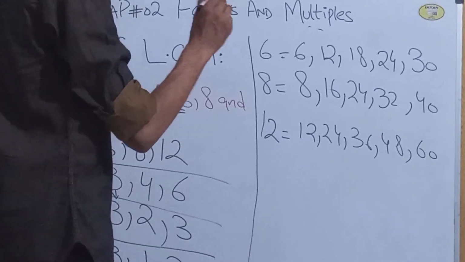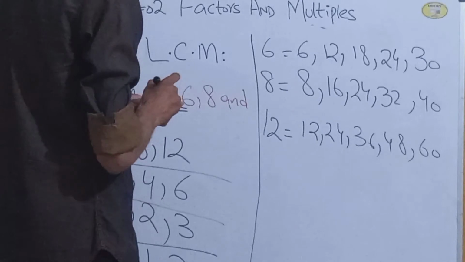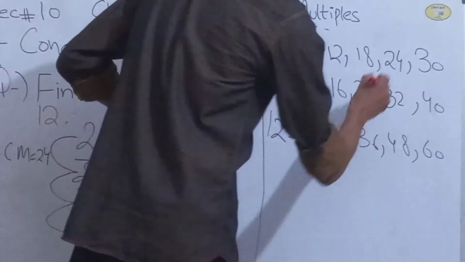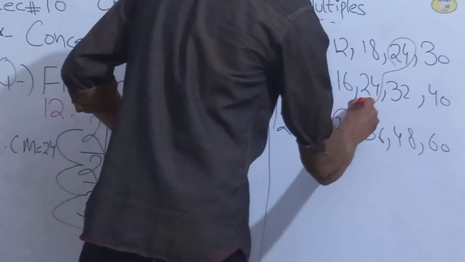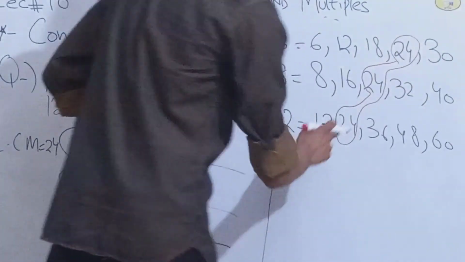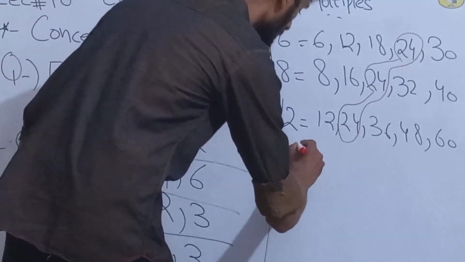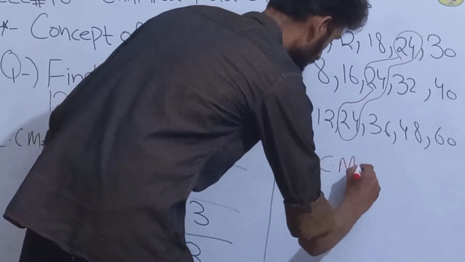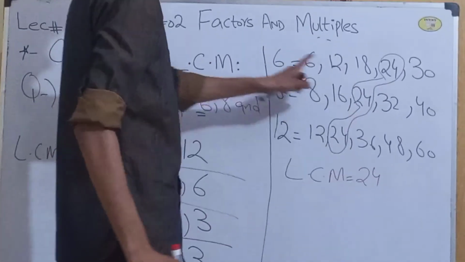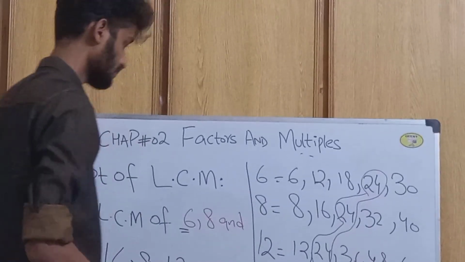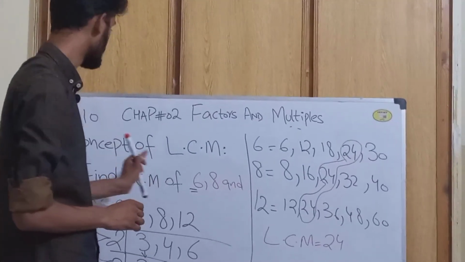Now we will find a common multiple. The common multiple over here is 24. No number before it is common, so LCM will be 24. So the lowest common multiple of these three numbers will be 24. I hope you understood the concept of LCM well.